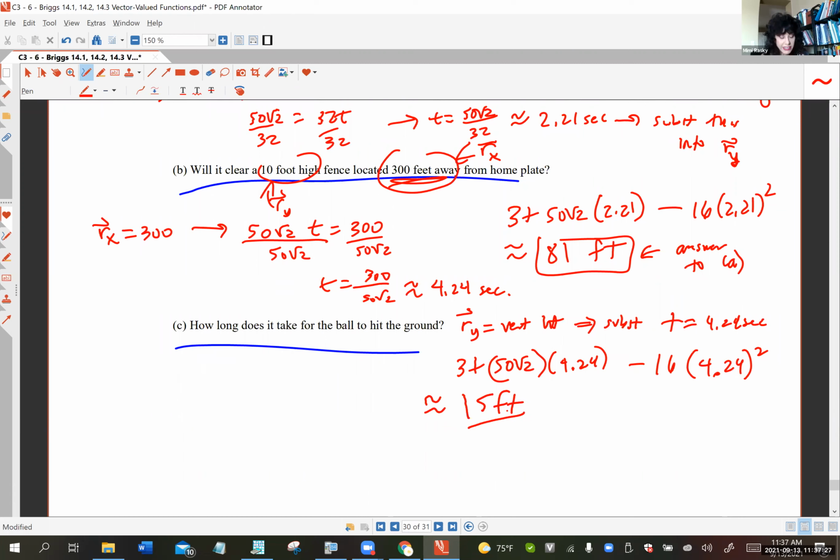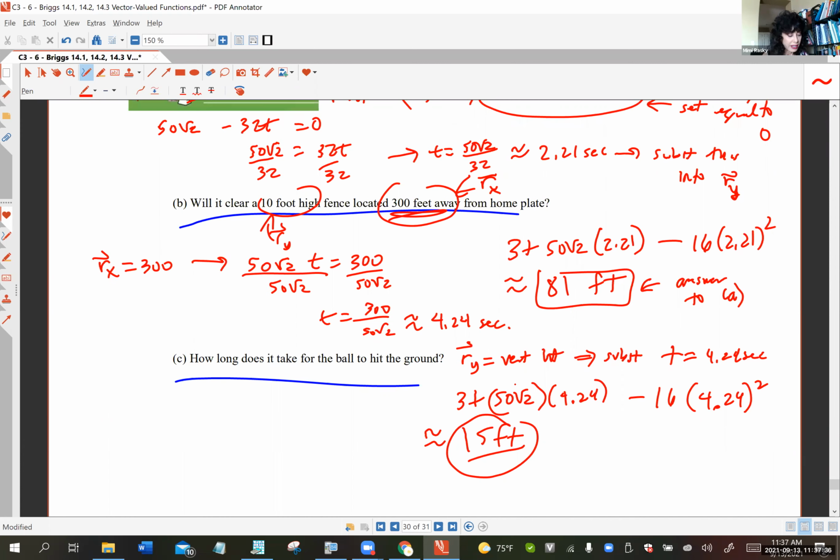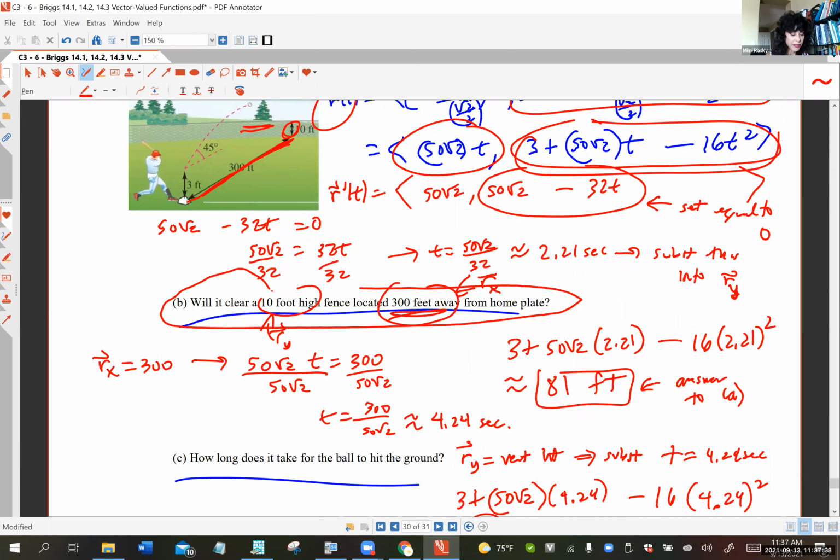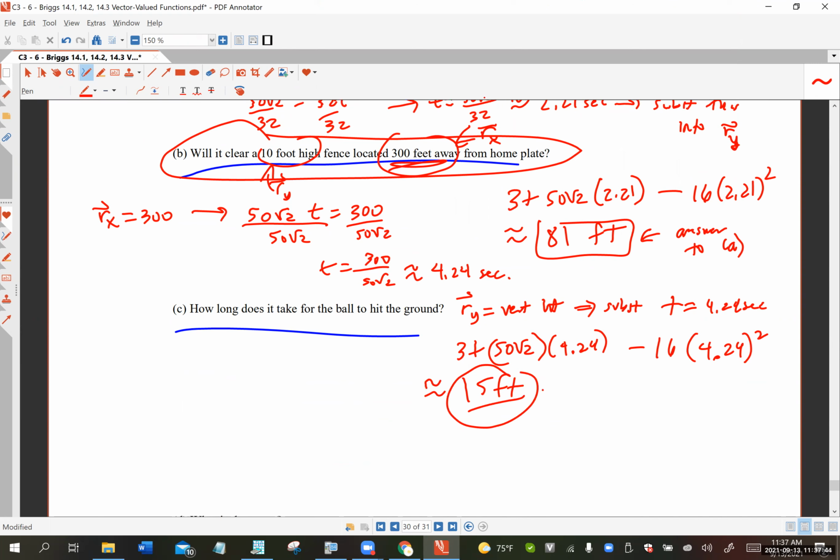So now this is a yes or no question. If the vertical height of the ball is 15 feet when it's 300 feet away from home plate, will it clear that 10-foot high fence or not? Yes, it will. Yay, and the guy gets to go running home. Home free. Fantastic.